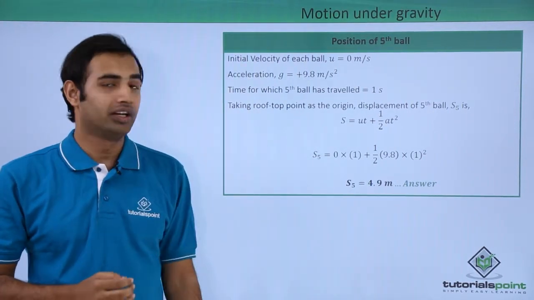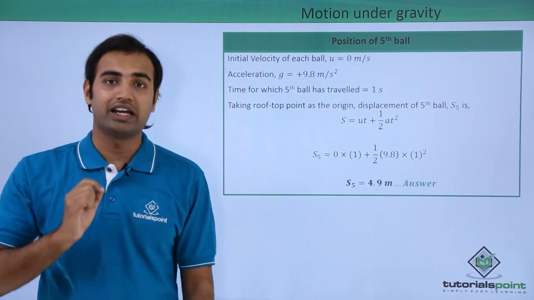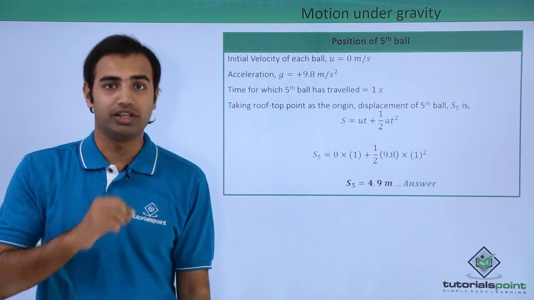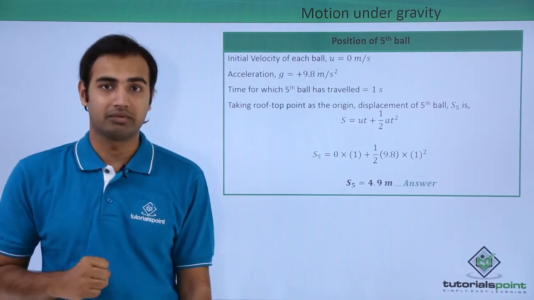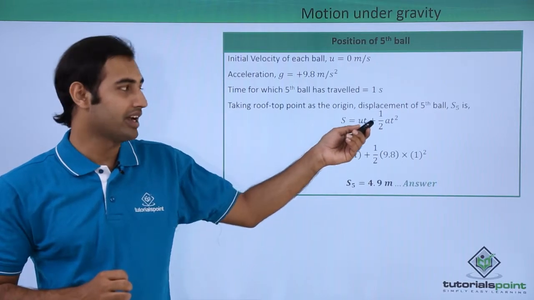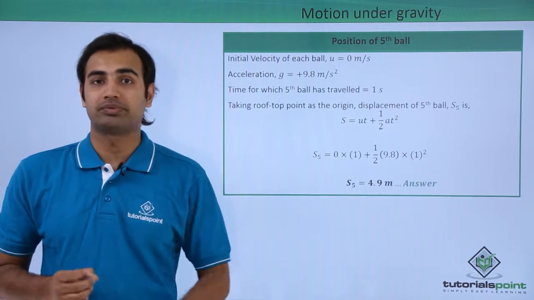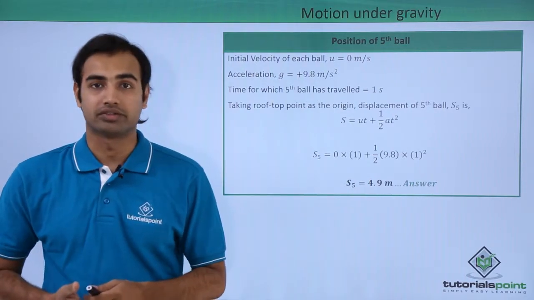Now for the fifth ball, once again initial velocity is 0, acceleration due to gravity is 9.8, but the time that fifth ball has travelled for is only 1 second. We saw that in the diagram initially. So I'll put the value of u as 0, t as 1, a as 9.8. Once I put these values, I obtain displacement of fifth ball as 4.9 meters.